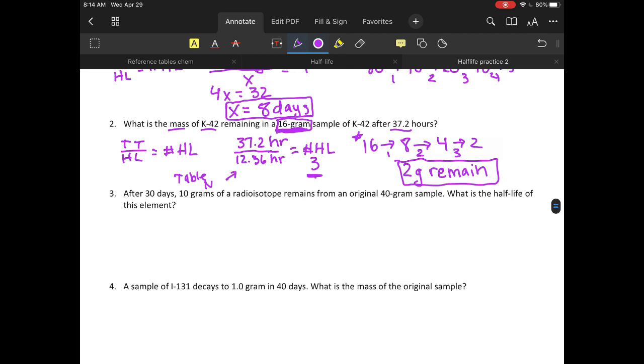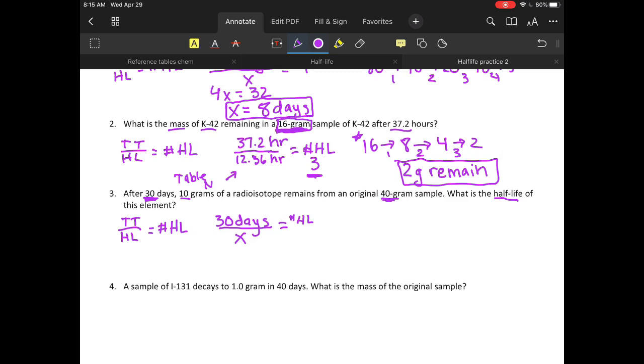All right, number 3. After 30 days, 10 grams of a radioisotope remains from an original 40-gram sample. What is the half-life of this element? Total time over half-life equals number of half-lives. The total time, so after 30 days, over the half-life, which I want to solve for, and I need the number of half-lives so I can finish my equation. So I can determine what the time for 1 half-life is.